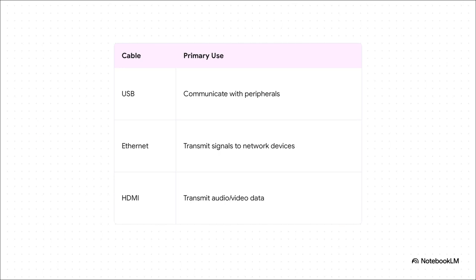A lot of these connections are still physical, with wires. We use different cables for different jobs. You've got your USB cable for plugging in things like your mouse or keyboard. An Ethernet cable gives you that direct wired connection to a network. And an HDMI cable, that's for sending high-quality picture and sound to your monitor or TV.